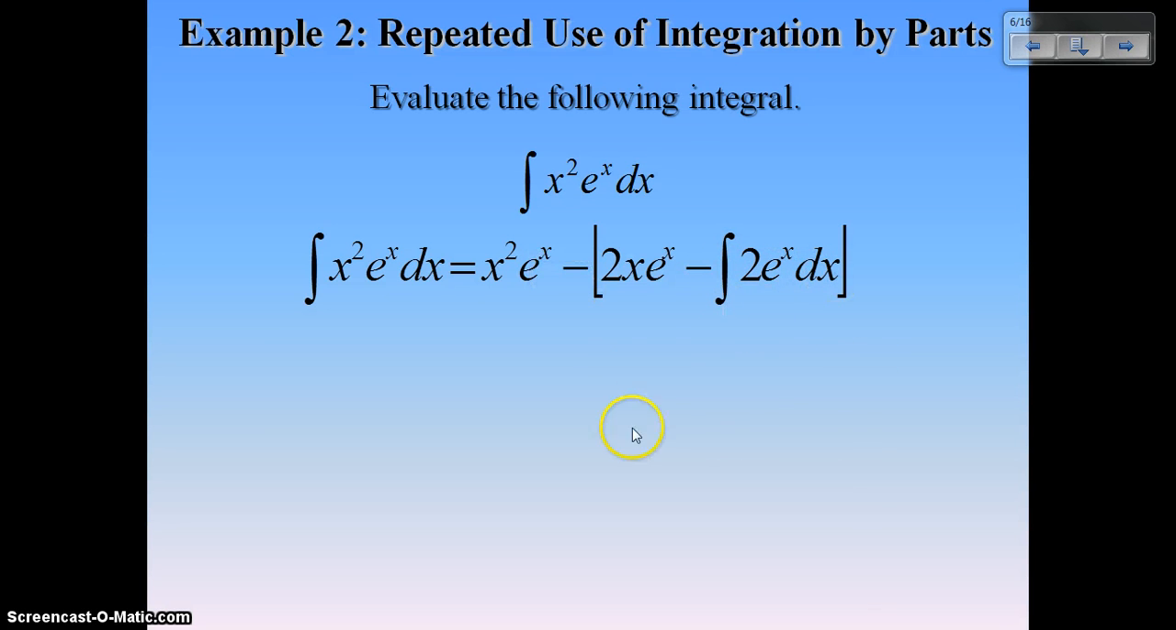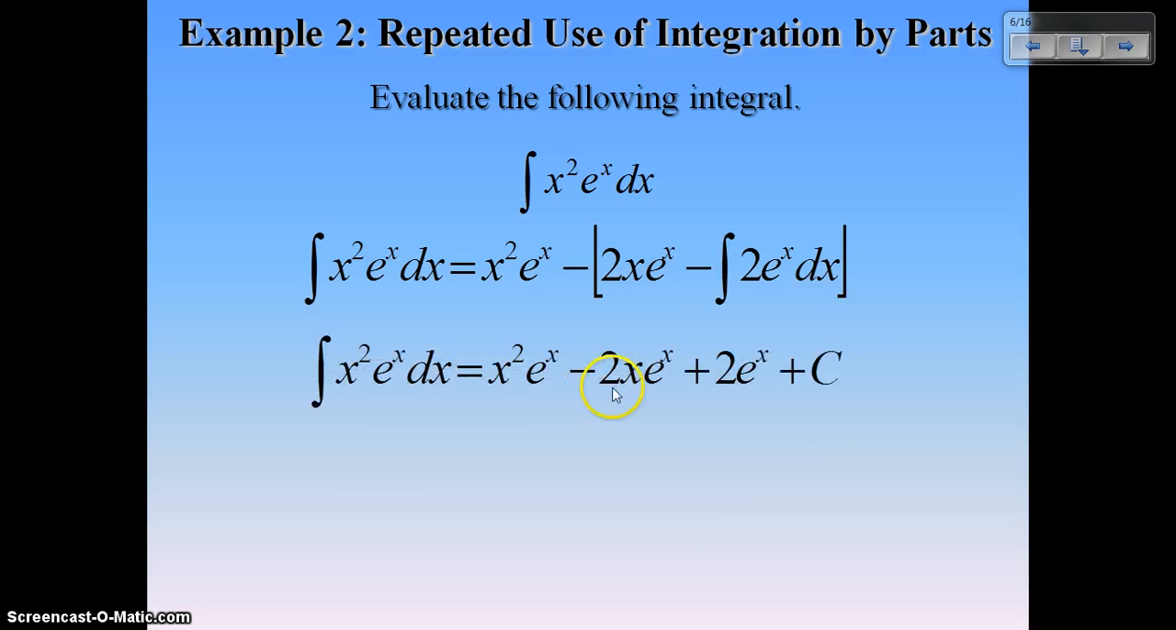Alright, now we'll distribute our negative, and we end up with this. The integral of 2e to the x is just 2e to the x, and we're done. Don't forget this initial part, though. Sometimes a lot of people will leave off that first uv part from the first step of the integration by parts. Don't leave it off. It's crucial to the answer.